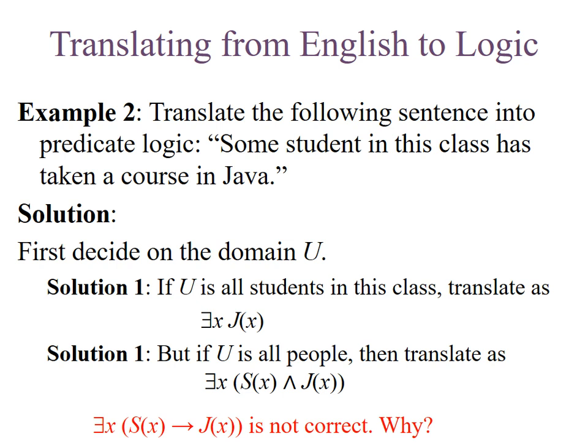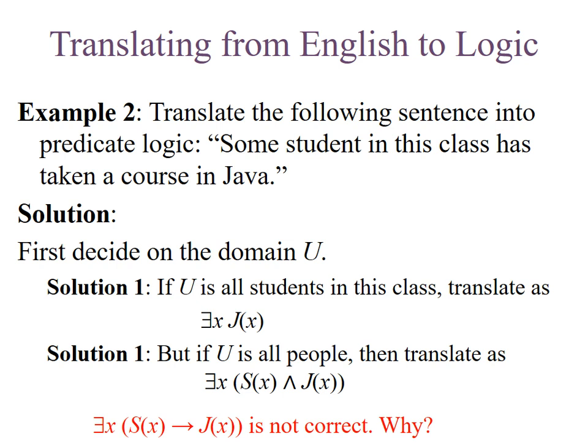Okay, very good. Let's see how we explain that this is incorrect, because this is a conditional statement, right? So we know the truth table of a conditional statement. If P then Q, and if P is false, no matter what the truth value of Q is, that makes the conditional statement true. So maybe we can find one example. If S(x) is false and J(x) is true, then let's see what happens.